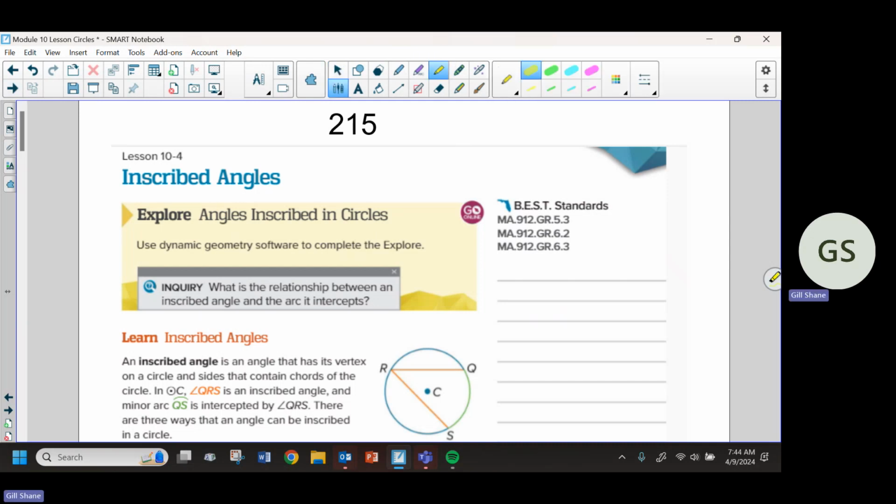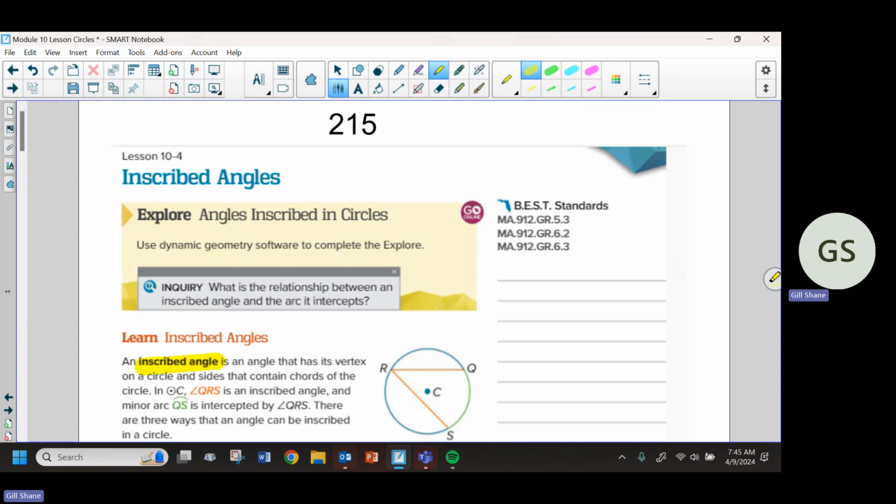So we had a central angle. Pretty easy to remember what a central angle was. Like, start in the center of the circle. Inscribed, though, I don't even know if the English word definition of inscribed would help you with this. An inscribed angle, the vertex is on the circle.